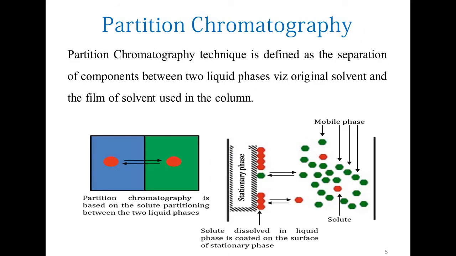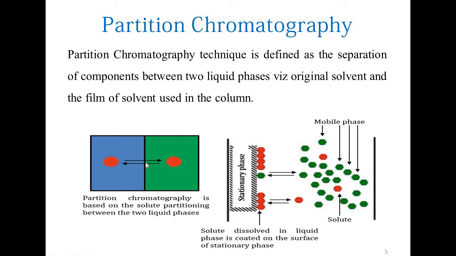Next is partition chromatography. This is a technique defined as the separation of a component between two liquid phases: one is the original solvent and the other a film of solvent in the column. So here partition means the separation of a component into two liquid phases, one and the second one.